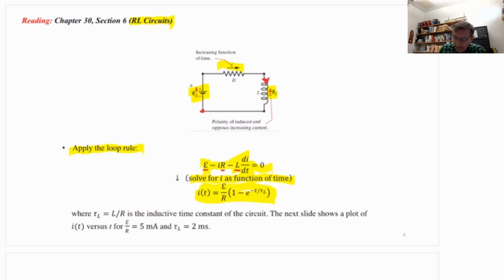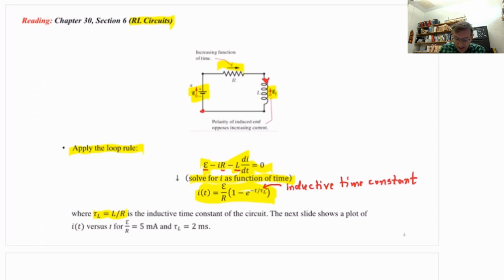You get the EMF of the battery over R out front times 1 minus a decaying exponential function of time, e to the minus t over a constant tau sub L. That is called the inductive time constant for the circuit, for the loop. Okay? Notice the symbol, tau sub L. That is merely equal to the inductance over the resistance in the loop. Okay?